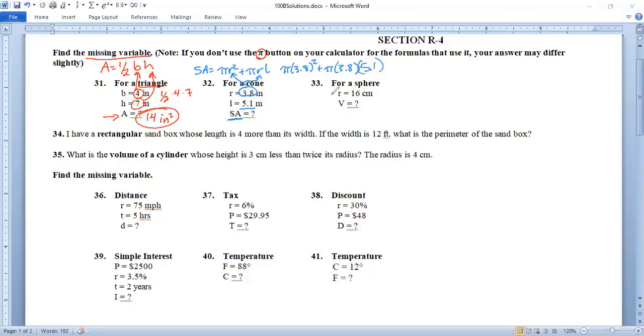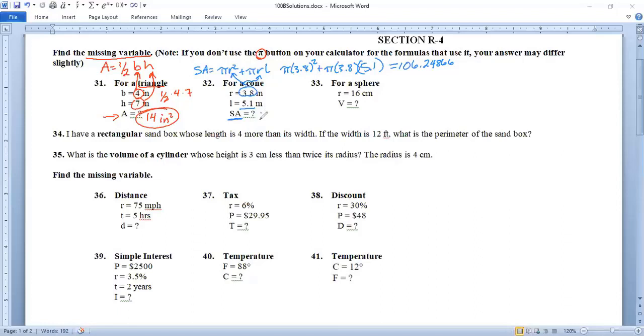So we have to plug that whole thing into the calculator now. And let's see if we can get this. I'll plug it in the calculator I have here. Pi times 3.8 squared plus pi times 3.8 times 5.1. Punch that all in, and it comes out to be 106.2486, 24866, and it keeps going on for a while there.